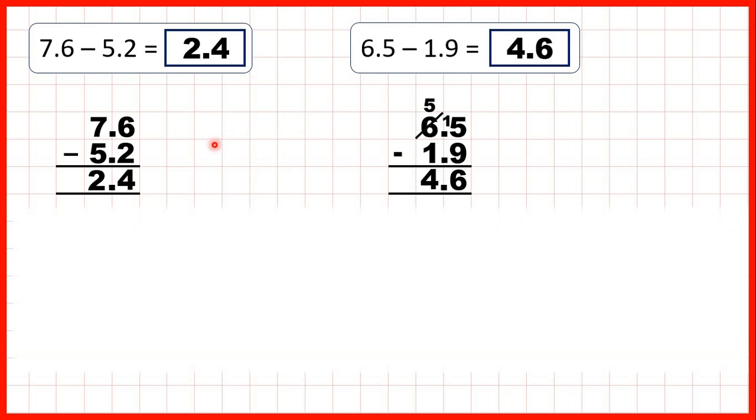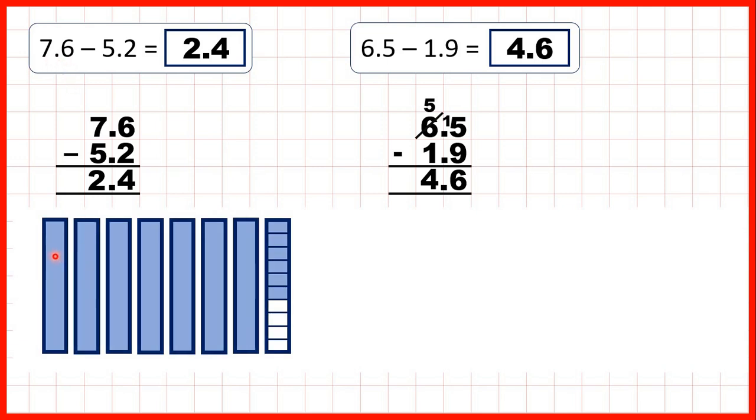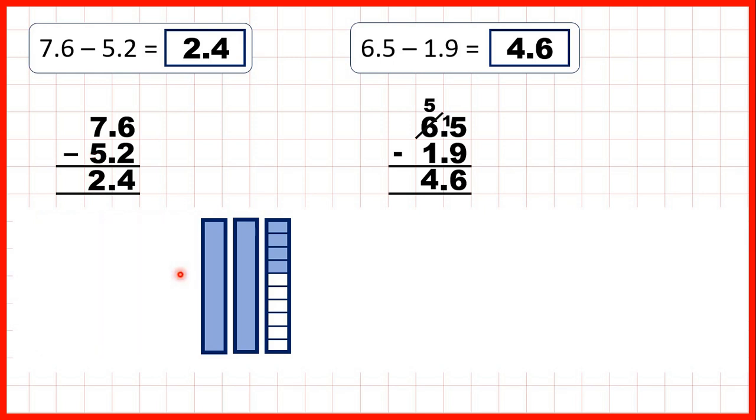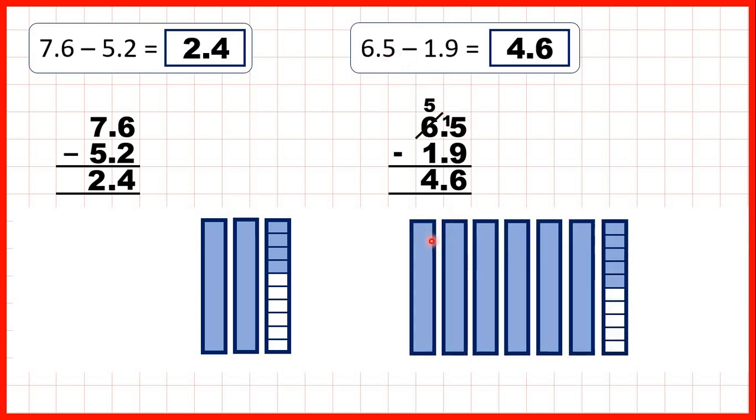And to show what we did here, we started with 7.6, so that's 7 wholes and 6 tenths. We then took away 2 tenths. Then we took away 5 wholes, 1, 2, 3, 4, 5, and that left us with 2 wholes and 4 tenths, so 2.4. Then, for this question, we started with 6.5, so that's 6 wholes and 5 tenths.